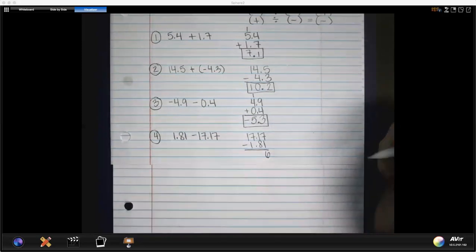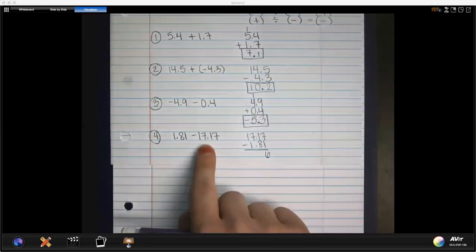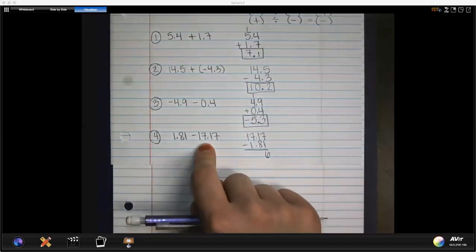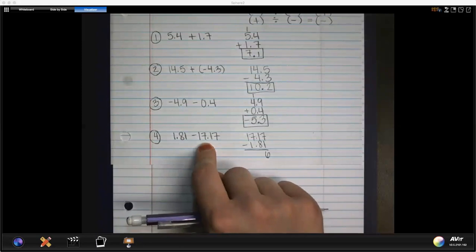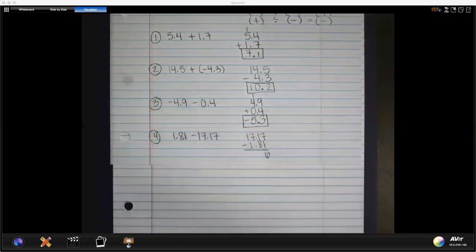Rather than subtracting the number that's farther from 0 and making it more complicated for yourself, it's easier to switch the order and say the bigger one minus the smaller one, 17.7 minus 1.81. And then remember that the answer should still be negative in the end. If you have a different way of doing it, feel free to let me know and I can let you know if that works as well.